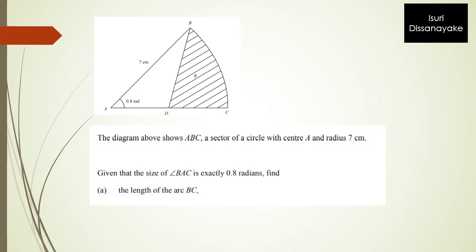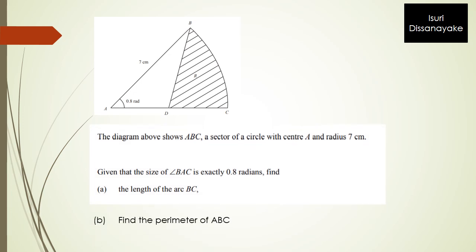This question is for you. I have not worked out the question, so you can try it yourself. To find the length BC, you have to use S equals R theta. And you're asked to find the perimeter of ABC. For that, you can simply add the lengths of the 3 sides.